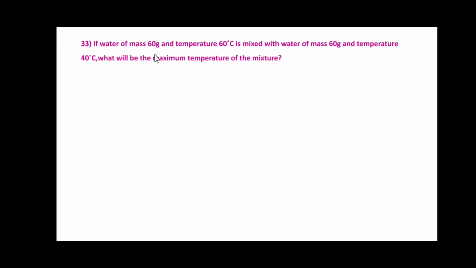33. If water of mass 60 gram and temperature of 60 degrees Celsius is mixed with water of mass 60 gram and temperature 40 degrees Celsius, what will be the maximum temperature of the mixture?